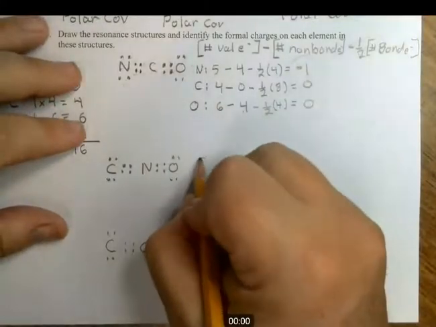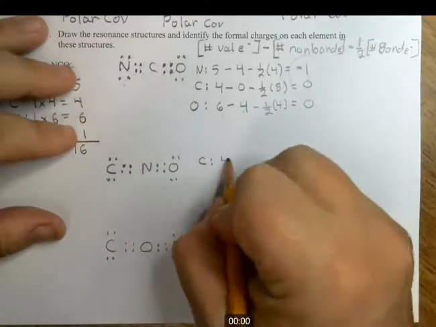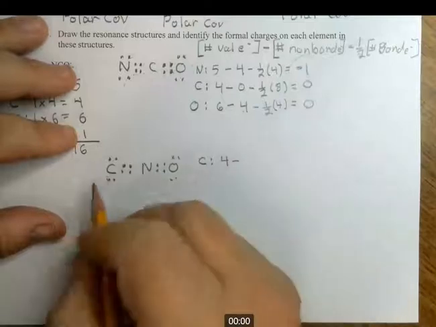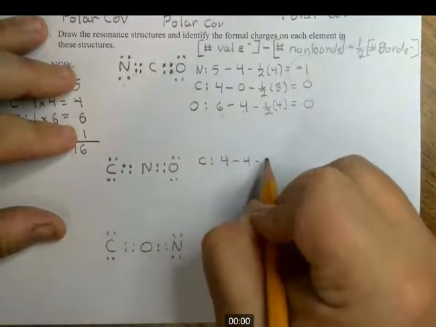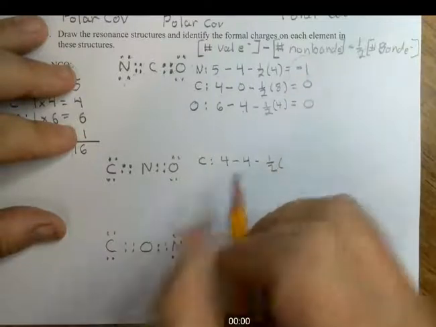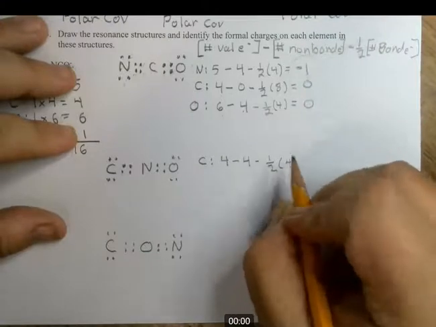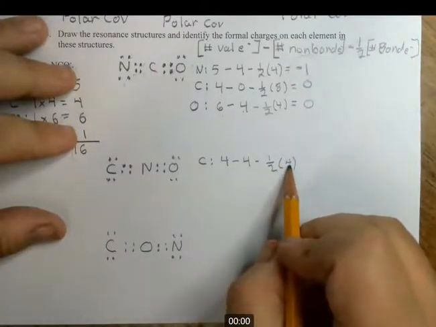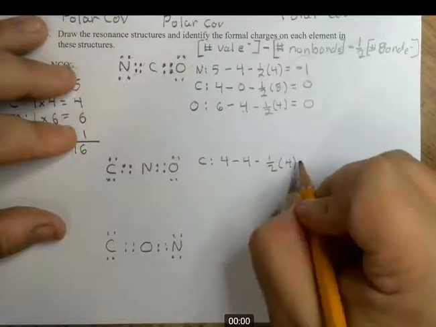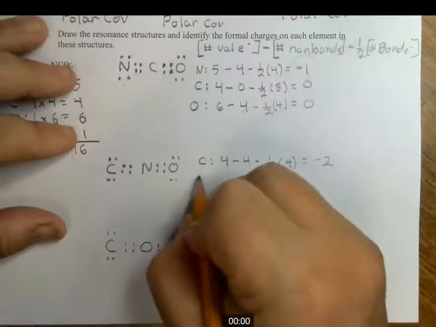Let's come over here. Now we got carbon, and now we're going to do this one. Carbon has 4 valence electrons. It has 1, 2, 3, 4 that are non-bonding, minus 1/2 of the bonding. It has 1, 2, 3, 4 of those. So 4 minus 4 is 0, and then half of 4 is 2. So 0 minus 2 is going to give you -2.